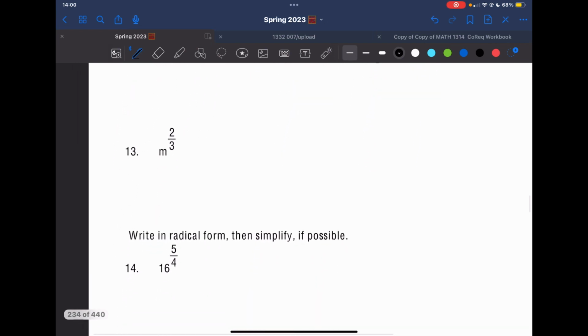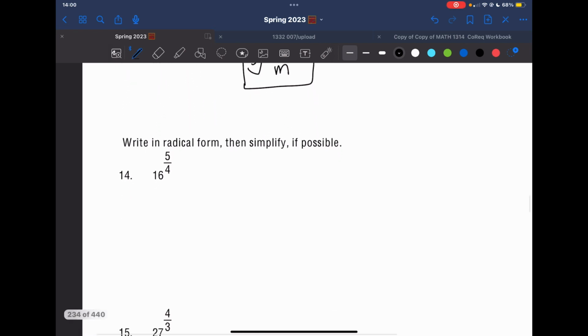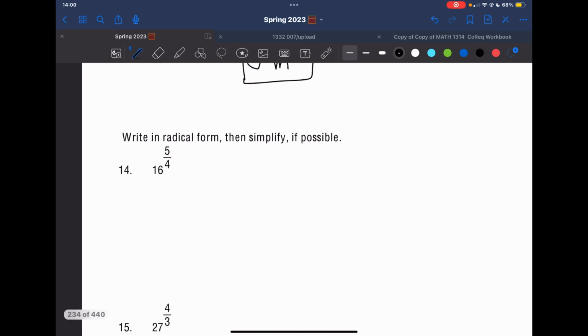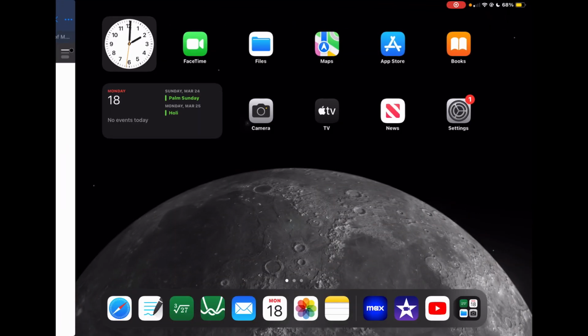Number 12, exponent on top, index on the bottom. M is the base, raised to the 2nd power, and then we take the cube root of that. Now with number 14 and 15, we can just put these into the calculator. We want to make sure that we get a real number.